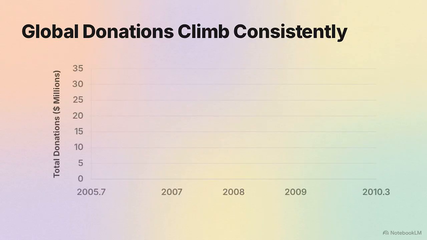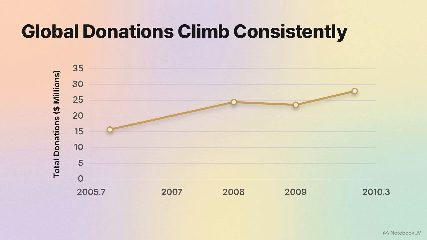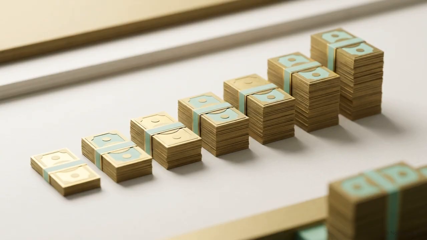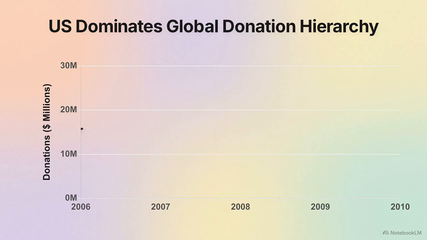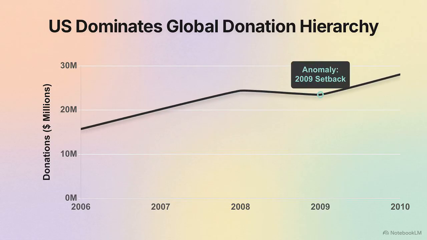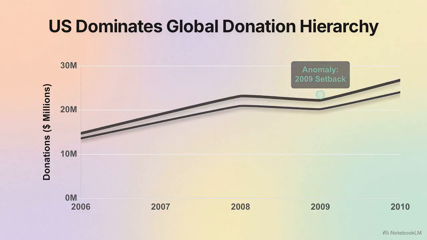This chart shows the primary macro trend of the dataset. Total global donations experienced a consistent and considerable upward climb throughout the measurement period. This 5-year window demonstrates a robust expansion of global philanthropic capital. To understand exactly how that growth was distributed, we must break down the individual components. As the pulsing marker highlights the dip, there is only one interruption to this overall expansion, a minor temporary setback recorded precisely in the year 2009.